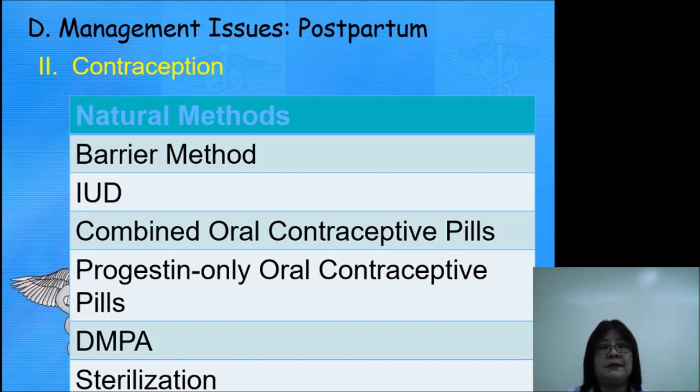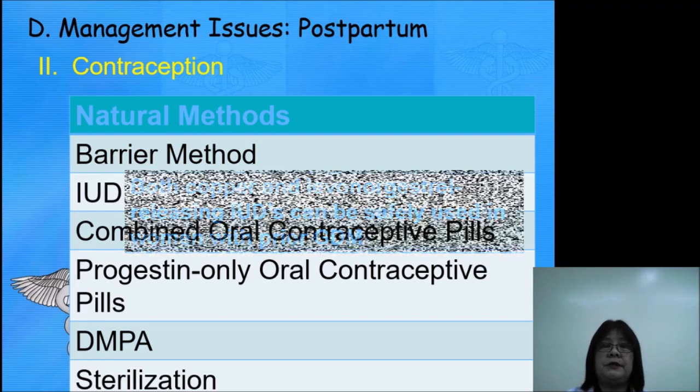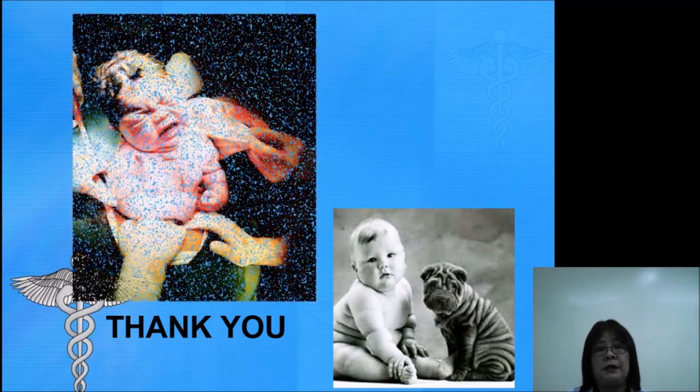How about contraception? What contraceptive methods will you advise for patients with diabetes? Barrier, IUD, OCP, POP or progestin-only contraceptives, DMPA, sterilization, including copper and levonorgestrel releasing IUDs, can be safely given in patients with prior gestational diabetes mellitus.